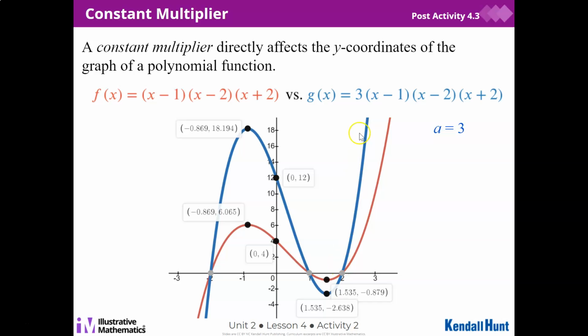So let's go back to our point. The constant multiplier only affects the y-coordinates of a graph. It multiplies them by that value, but it does not affect the x-coordinates.